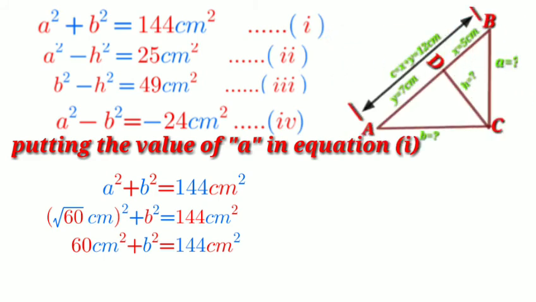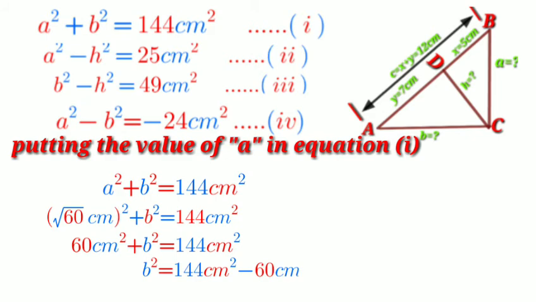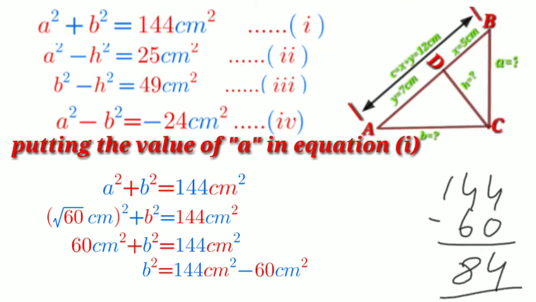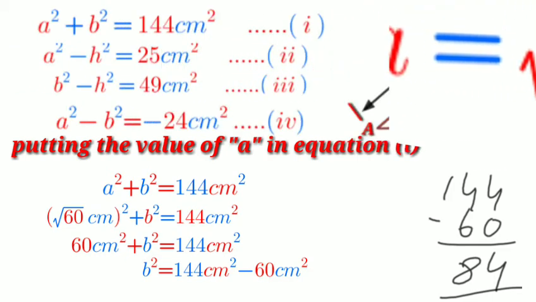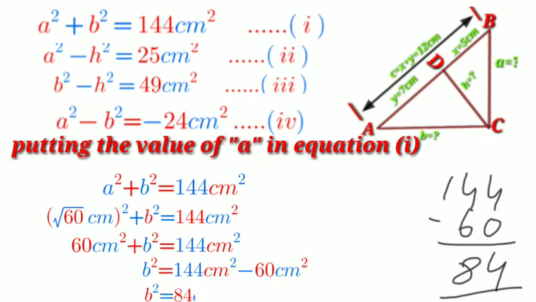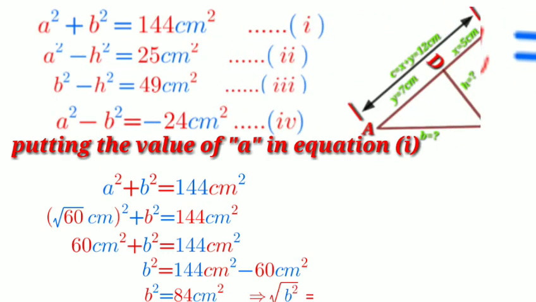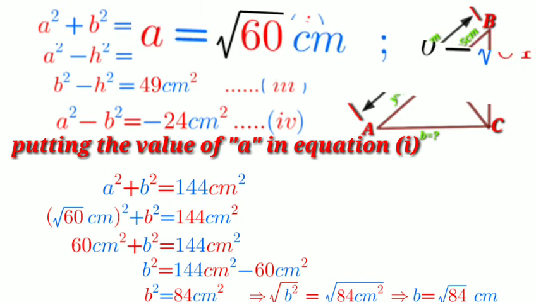So B square is equal to 144 square centimeter minus 60 square centimeter. The difference of 144 square centimeter and 60 square centimeter is 84 square centimeter. Taking the under root on both sides, the value of B becomes under root 84 centimeter.